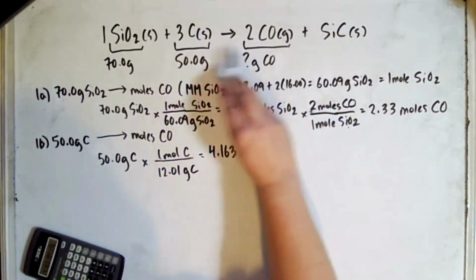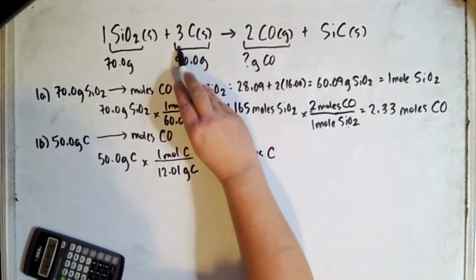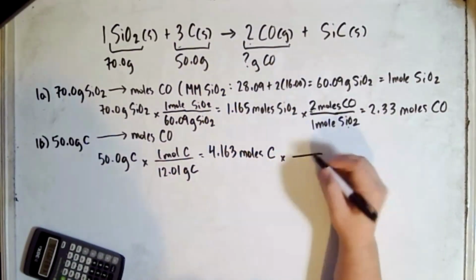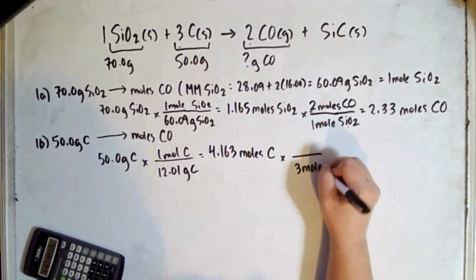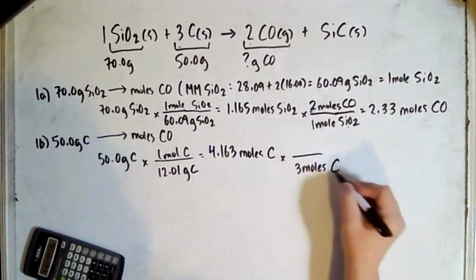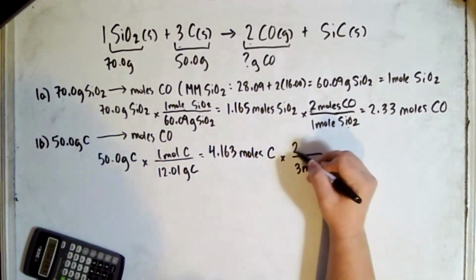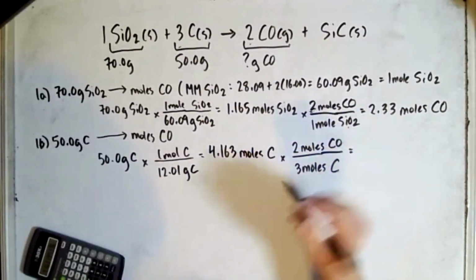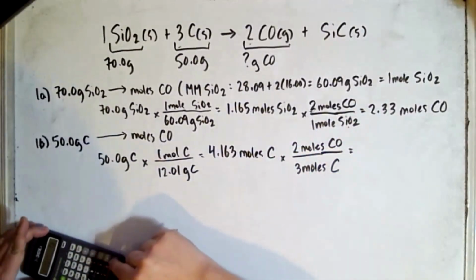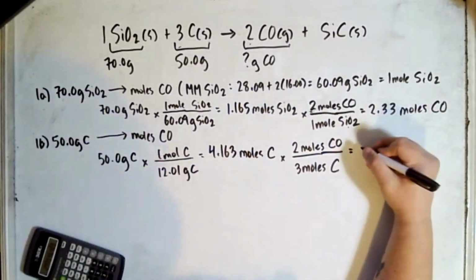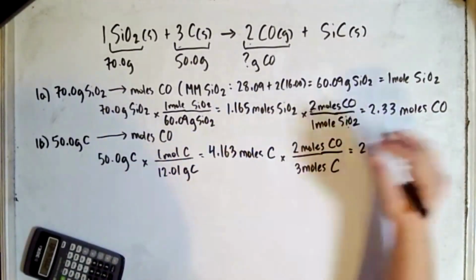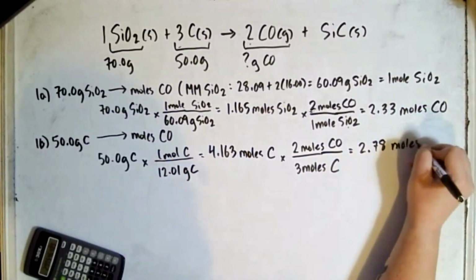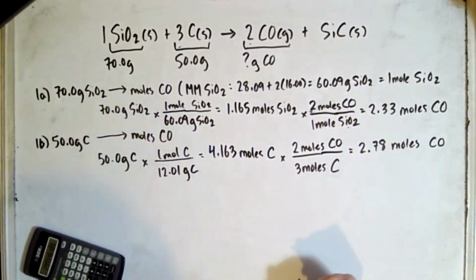And now we're going to look back at our balanced equation. Every 3 moles of carbon produces 2 moles of carbon monoxide. So our moles of carbon by itself go on the bottom so that our units match. And our moles of carbon monoxide go up top. And we see that if we use up all 50 grams of our carbon, we're going to end up forming 2.78 moles of carbon monoxide.